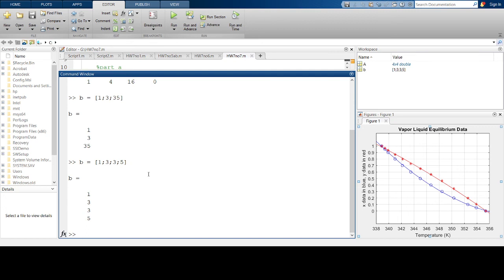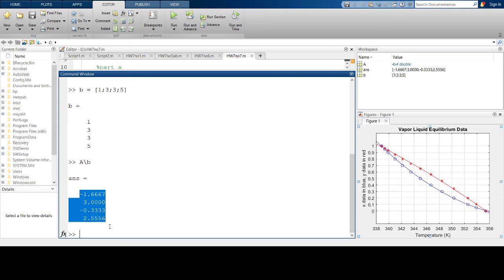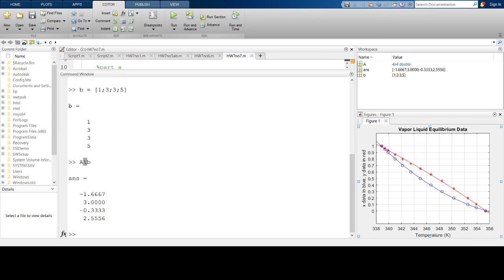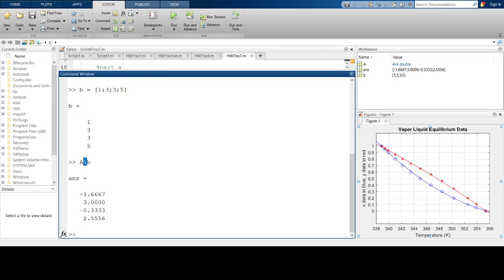Now to solve it, I'm just going to use the same operator, A backslash B, and you're going to get this solution for this system of equations. A0 is minus 1.6, A1 is 3, A2 is minus 0.3, and A3 is 2.556. So this is how you solve a system of equations. You need to find your matrix of coefficients. You need to get your column vector for the numbers on the right hand side, and then you use the backslash operator to solve for your unknowns.